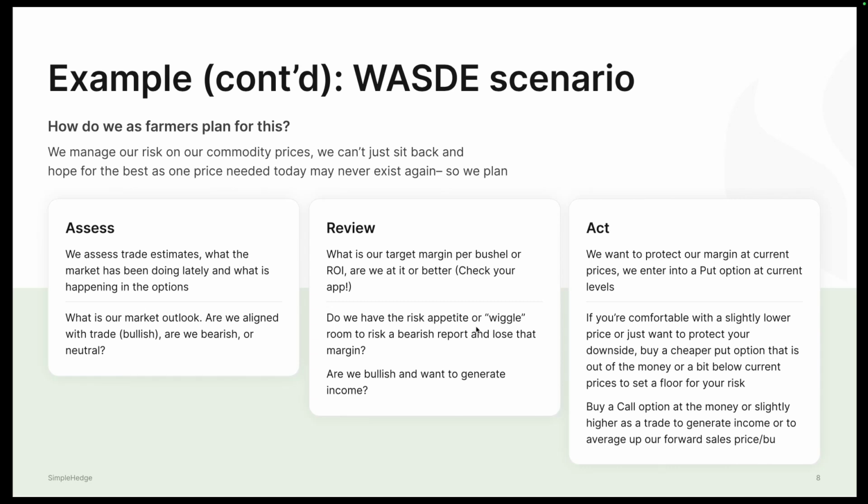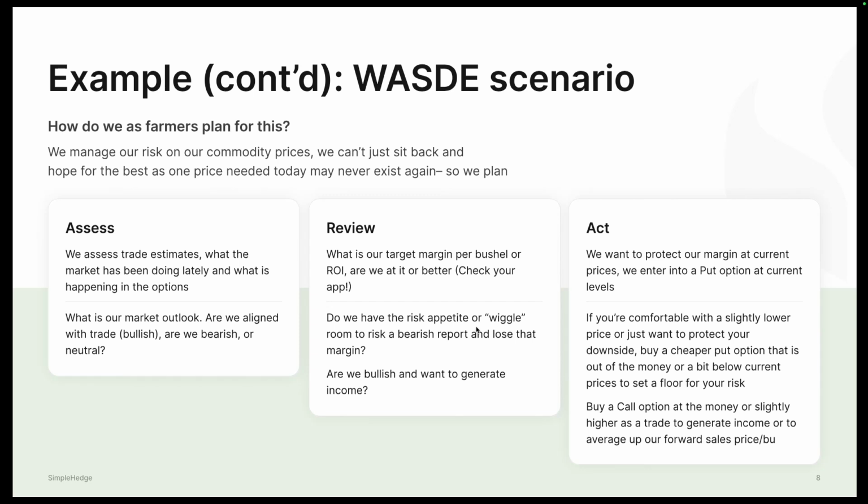Do we have risk appetite or wiggle room to risk a bearish report and lose that margin, right? Where do we have massive margin where we're saying, we can sit back, maybe not do as much, right? That sort of thing, or protect ourselves further away from where the price is because it's cheaper insurance. Are we bullish and we want to generate income off of this? Are we going to try and average up our inventory value by buying calls or something?